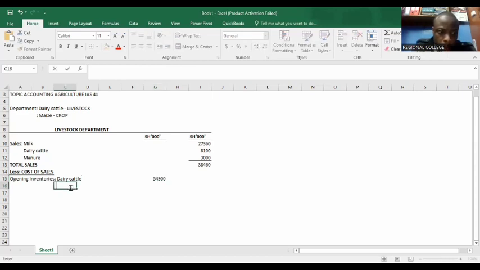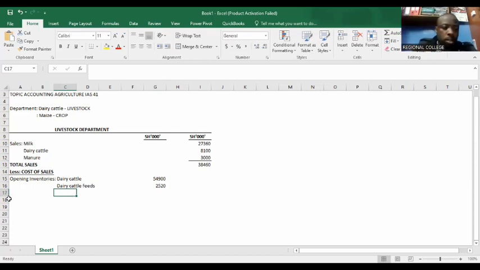They closed with 54,900. Then maize growing, dairy cattle feeds. Dairy cattle feeds of how much? 2,520. Fertilizer, no. There are only those two.